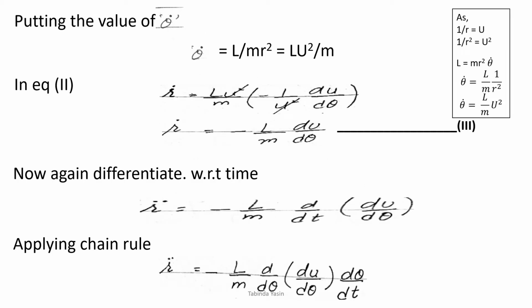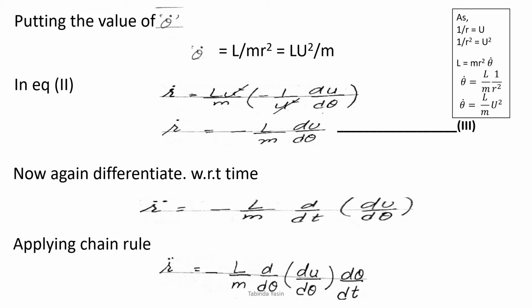Now substituting the value for theta dot from angular momentum value L is equal to m r square theta dot, we have theta dot is equal to L over m r square. We know that u is equal to 1 over r and u square will be equal to 1 over r square. So substituting the value of 1 over r square is equal to u square, we get the value for theta dot is equal to L over m into u square, and rearranging the equation we get L u square over m.